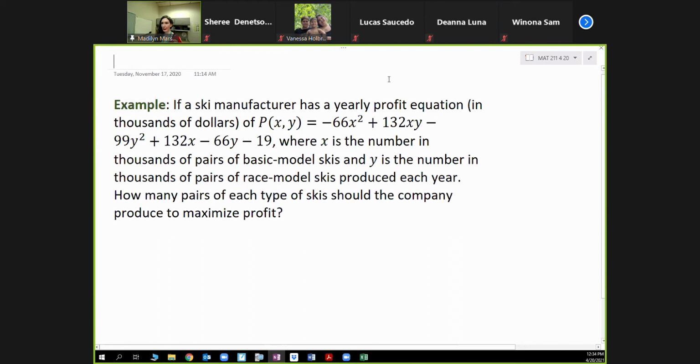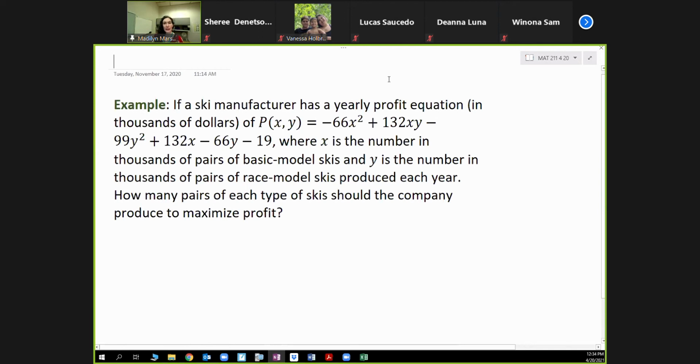Okay, so if a ski manufacturer has a yearly profit equation in thousands of dollars of P of X, Y equals all of that, where X is the number of thousands of pairs of basic model skis and Y is the number in thousands of pairs of race model skis produced each year. So everything is in thousands here. The profit is in thousands of dollars. The X is thousands of pairs of basic skis and the Y is thousands of pairs of race skis. How many pairs of each type of skis should the company produce to maximize profit?